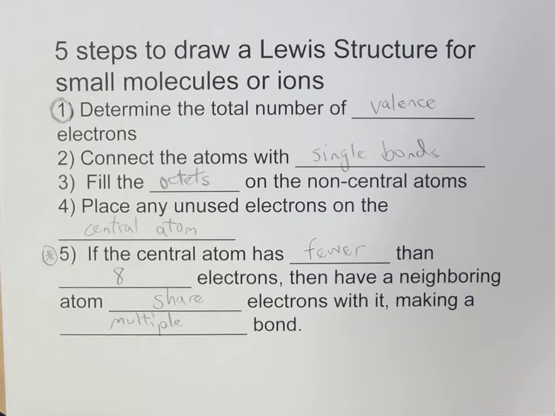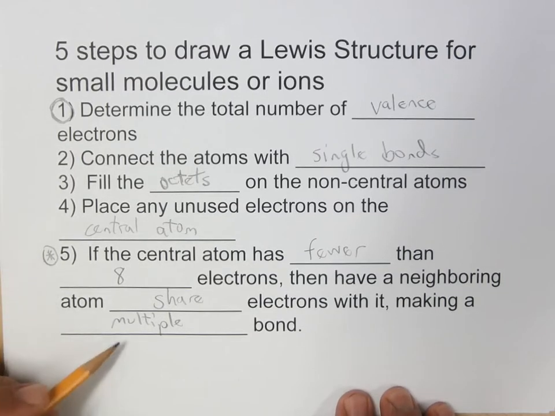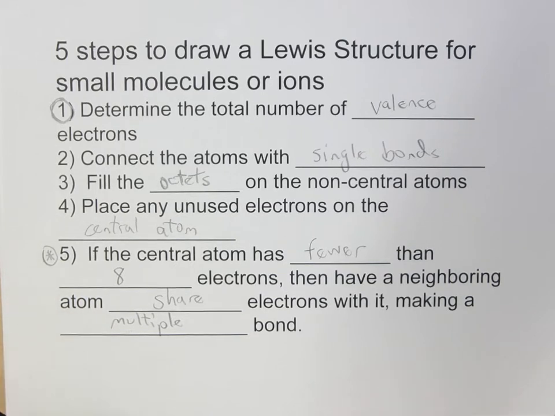If it shares more than one pair, you get more than one multiple bond. You get triple bonds or two double bonds. So this tells me that I'll have multiple bonds if, after I place the electrons in the most logical places, the central atom still doesn't have enough electrons, then it has to force a neighbor to share more with it, and that'll make the multiple bond.